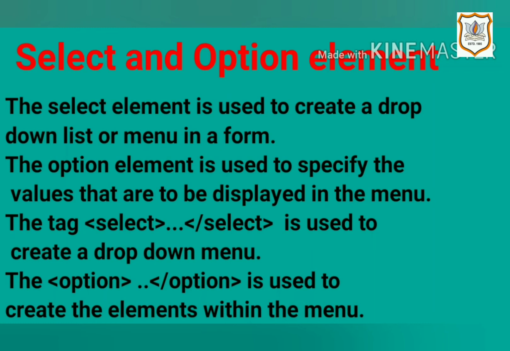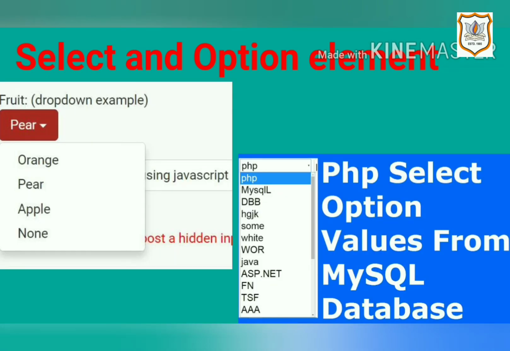The select tag and closing select tag is used to create a drop-down menu. The option tag and closing option tag is used to create the element within the menu. Select lists are created using a combination of the HTML select and option tags. Examples of select and option element are name of the cities, date of birth, colors, countries, web browsers, name. It means where one or more options are there, select and option element is used.